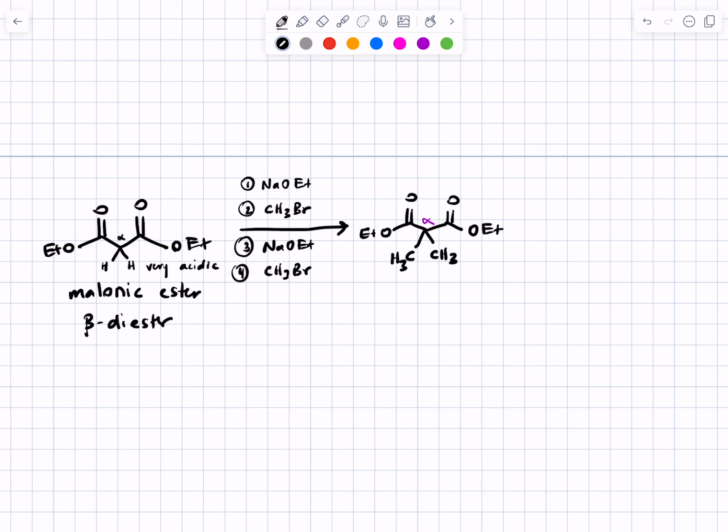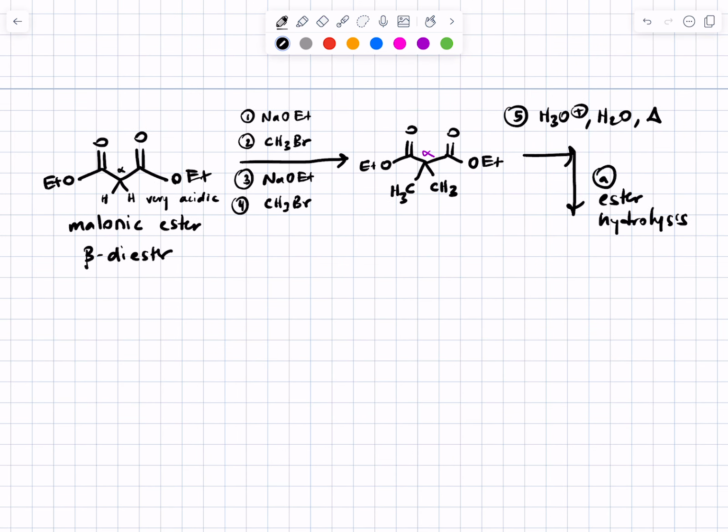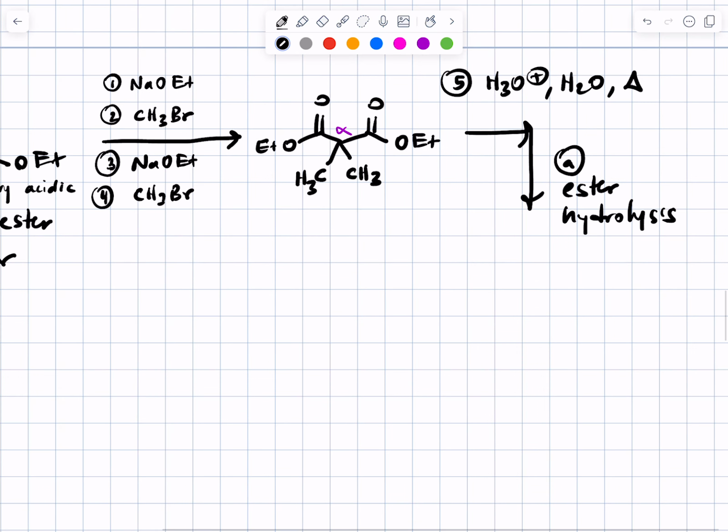Now again, we're going to do step 5, which is strongly acidic aqueous conditions with heat. And that's going to proceed in 3 phases. You're going to get first ester hydrolysis. Now, we can't hydrolyze esters selectively under acidic conditions, so we expect both esters to be hydrolyzed to carboxylic acids. So unlike before where we had a beta keto acid, now we have a beta diacid.